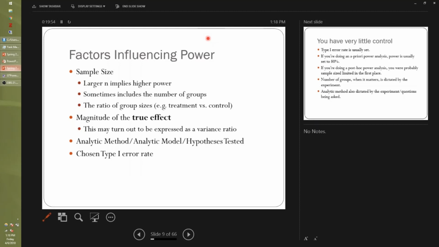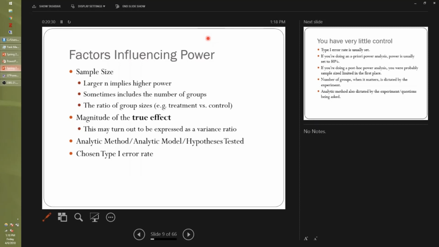Sometimes this includes the number of groups, depending upon the analysis, and also the ratio of group sizes can matter. So the most ideal scenario when you're comparing between multiple groups or two groups is to have exactly equal sample sizes in each of these groups. You get the most power from every person in your sample when you have equal sample sizes. When you get unequal sample sizes, some of the people in the bigger group are not as good for your power as they would be if you had some people to match them in your other group.